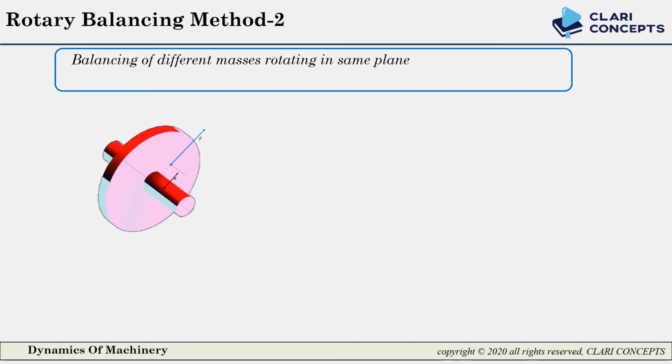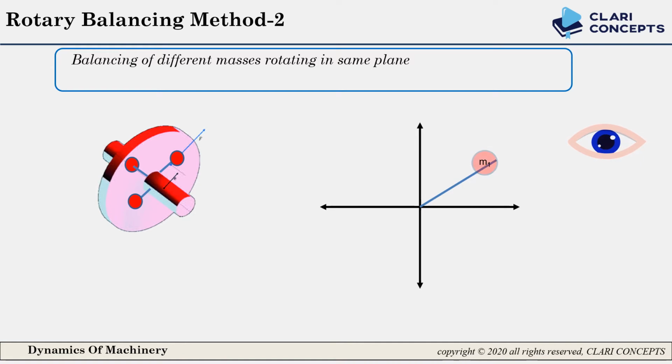Let's take one rotor on a shaft. In that, one plane has three masses placed. Viewing from the side view, the masses are kept at different angles and radii. As you can see here, mass m1 is placed at radius r1 from the vertical in the clockwise direction at angle theta 1. Same thing, mass m2 is placed at radius r2 with angle theta 2 from the vertical axis in the clockwise direction, and mass m3 is placed at radius r3 and angle theta 3 from the vertical axis in the clockwise direction.